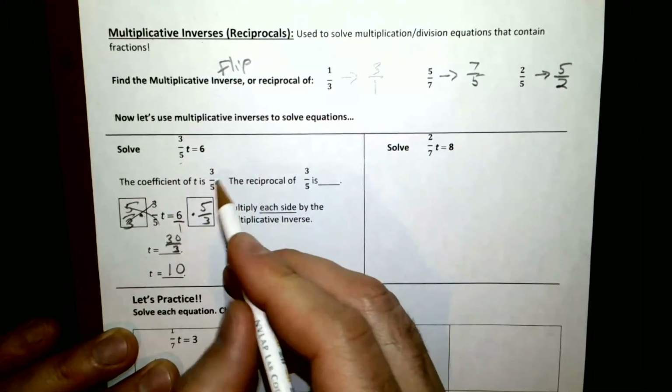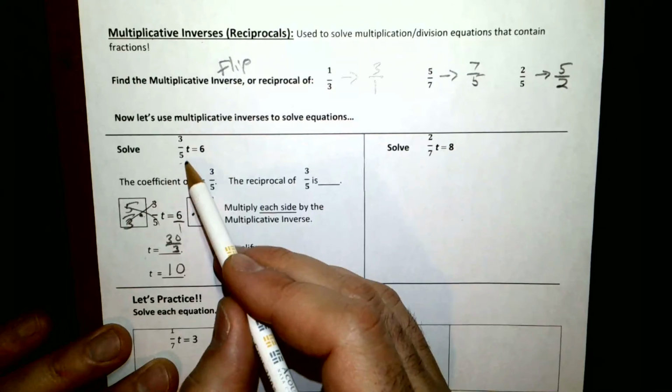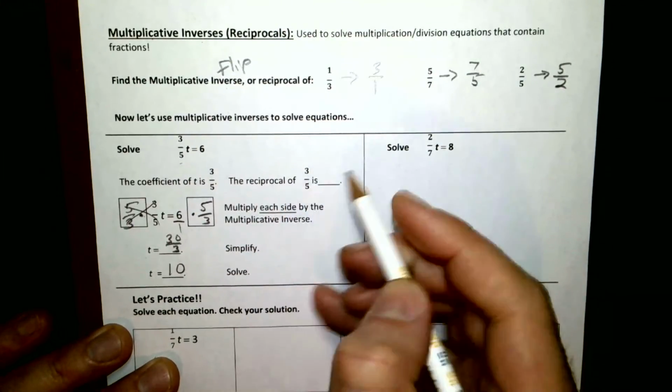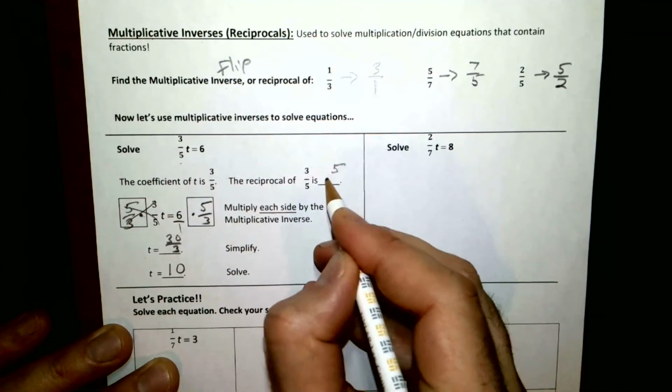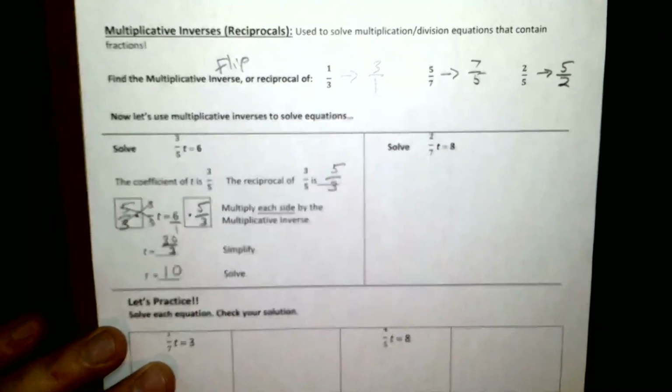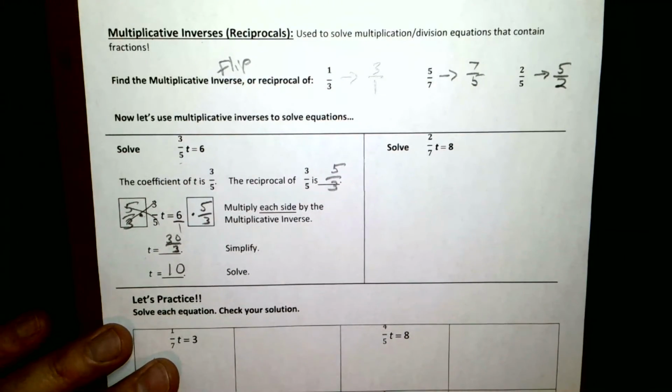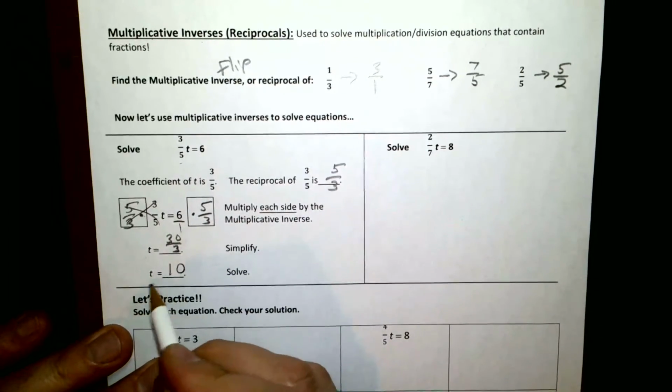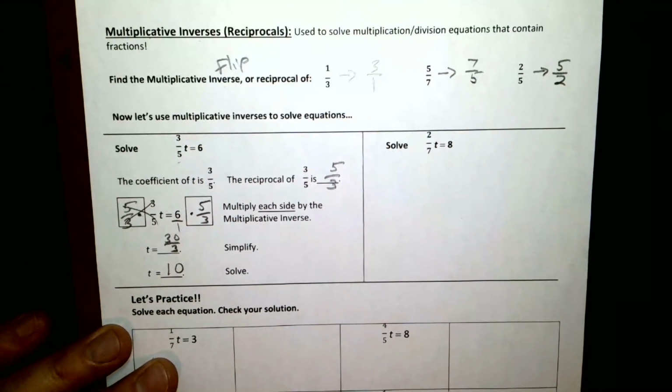So you just have to remember that when you're trying to get rid of a coefficient that's a fraction, you have to use the reciprocal. And the reciprocal is just the number inverted, where you flip it upside down. And if you multiply each side by the reciprocal, you'll have isolated the variable and solved for your equation.